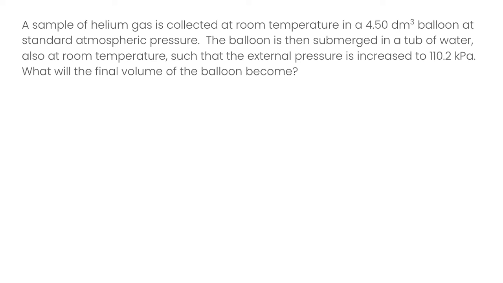We have a sample of helium gas that's collected at room temperature in a 4.50 decimeter cubed or liter balloon at standard atmospheric pressure. So remember, that means we're at 100 kPa. The balloon is then submerged in a tub of water, also at room temperature, so temperature is remaining constant, such that the pressure is increased to 110 kPa. What will be the final volume?